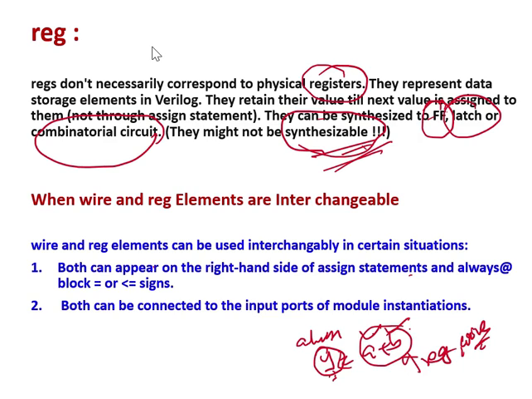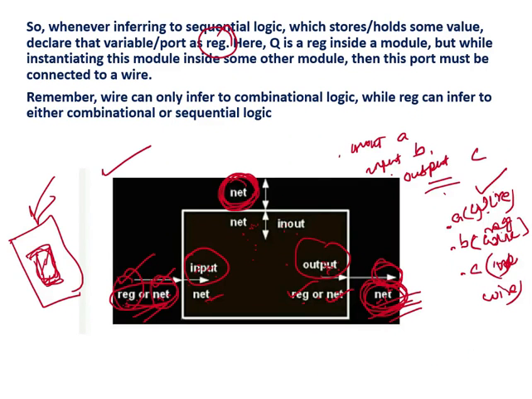Both can be connected to the ports of a module instance. When you are instantiating a module, the input can be connected to either reg or wire. If you remember this, when you are doing module instantiation, the input is either connected to reg or connected to wire.